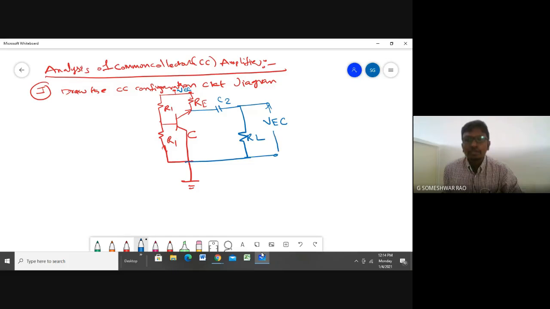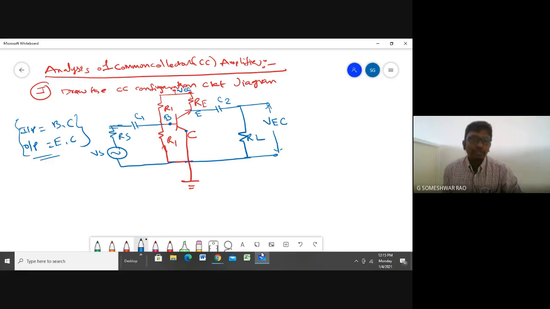Is it okay? So this is VEC, and at the input, if you observe, this is C1, and to this we also have some RS followed by a VS. VS is nothing but the applied voltage, the AC input. So this is VS. Now this is the base terminal, this is the collector terminal, and this is the emitter terminal. If you observe the input, VS is applied between base and collector, and the output we are taking between emitter and collector. Is it okay? Everybody able to observe, sir?